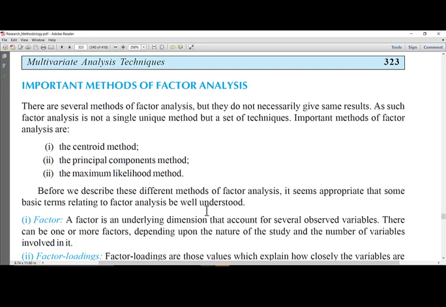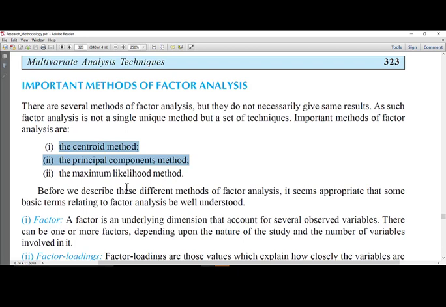After discussing simple linear regression as well as multiple linear regression, let us discuss these multivariate analysis techniques. Important methods of factor analysis: let us discuss here two important methods, the centroid method and the principal components method. There are several methods of factor analysis, but they do not necessarily give the same results. As such, factor analysis is not a single unique method, but a set of techniques. Important methods of factor analysis are the centroid method, principal components method, and maximum likelihood method.